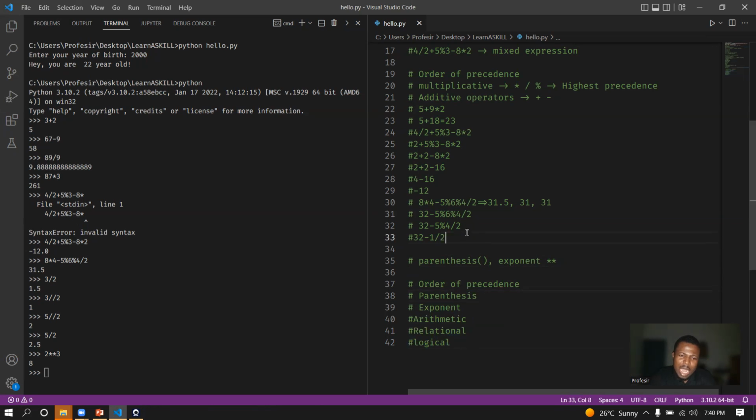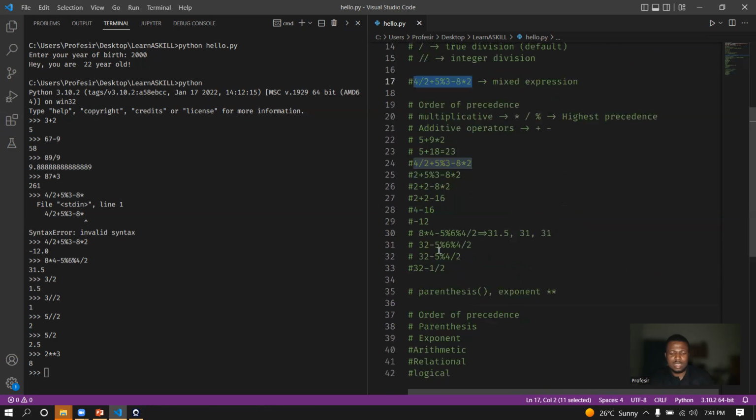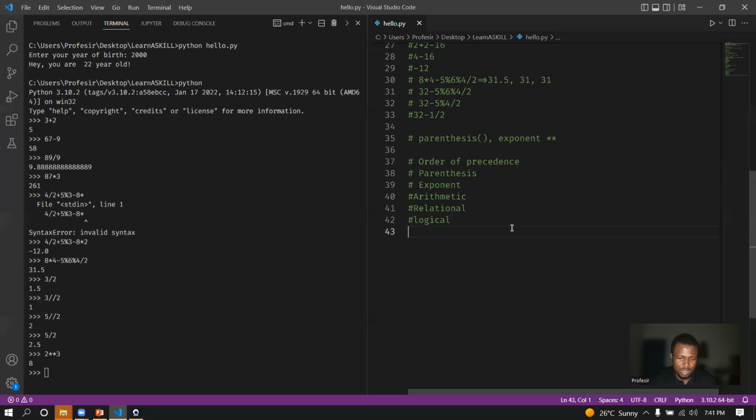Now, with the same work that we did here, we were given this, and we know that we always have to evaluate the multiplicative operators first. But if I come here and wrap 3 minus 8 in parentheses, then I change the ball game altogether.